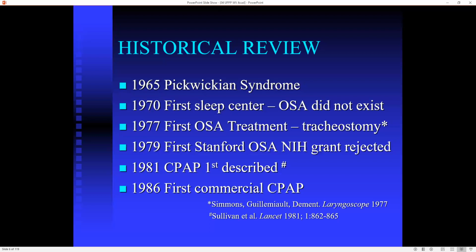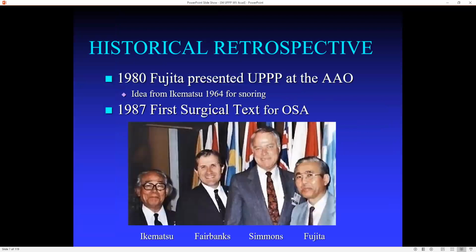In 1981, CPAP was first described in Australia, but it was 1986 before the first commercial CPAP became available. In 1980, Fujita, on the right, presented the UPPP operation at the American Academy of Otolaryngology. He got his idea from Ikematsu, on the left, who wrote a paper in 1964 in Japanese describing treatment of snoring. And then in 1987, the first surgical text for obstructive sleep apnea was produced, just as I was finishing my residency. These four people are the authors.